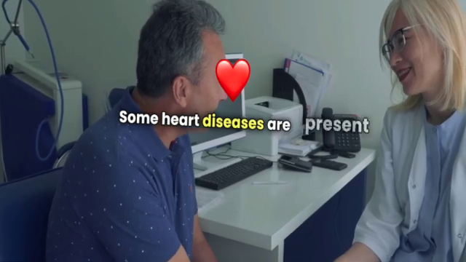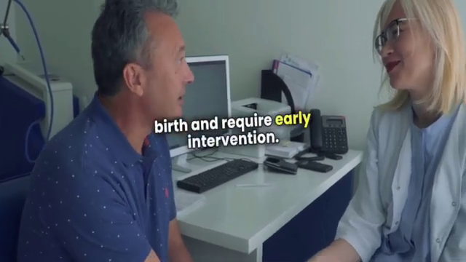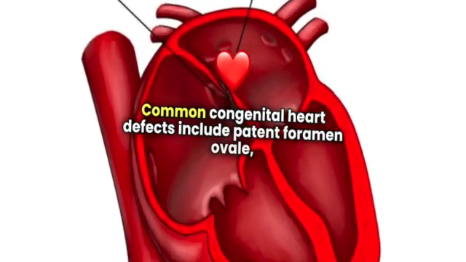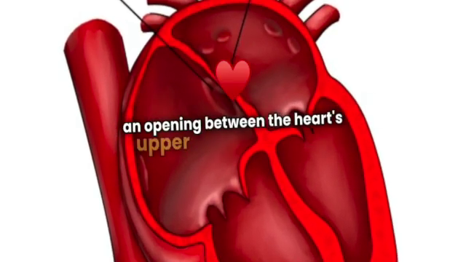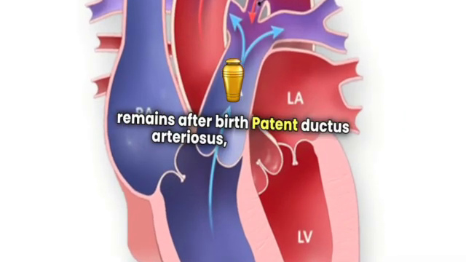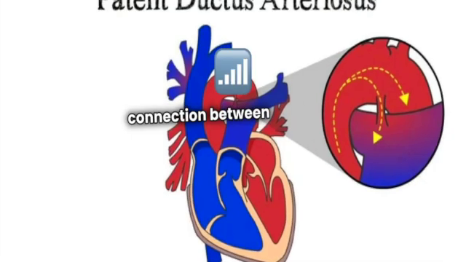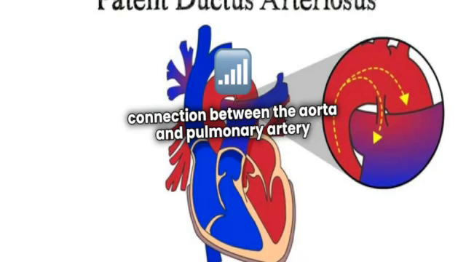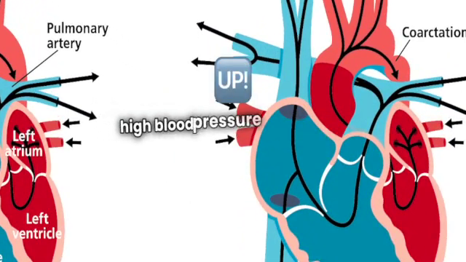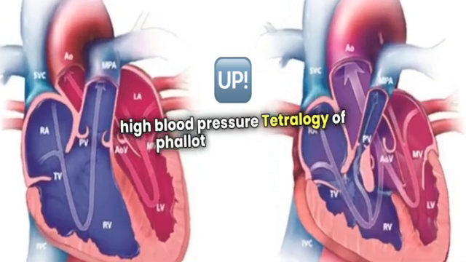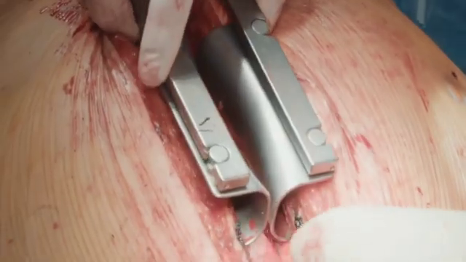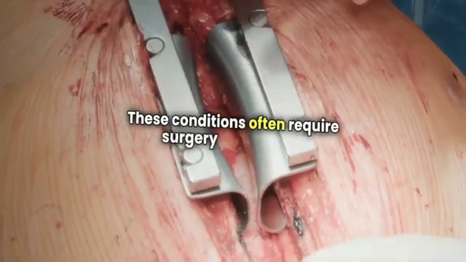Some heart diseases are present from birth and require early intervention. Common congenital heart defects include patent foramen ovale, PFO, an opening between the heart's upper chambers that remains after birth. Patent ductus arteriosus, PDA, a persistent connection between the aorta and pulmonary artery. Coarctation of the aorta, aortic narrowing that leads to high blood pressure. Tetralogy of Fallot, a combination of 4 defects that cause oxygen-poor blood circulation. These conditions often require surgery early in life.